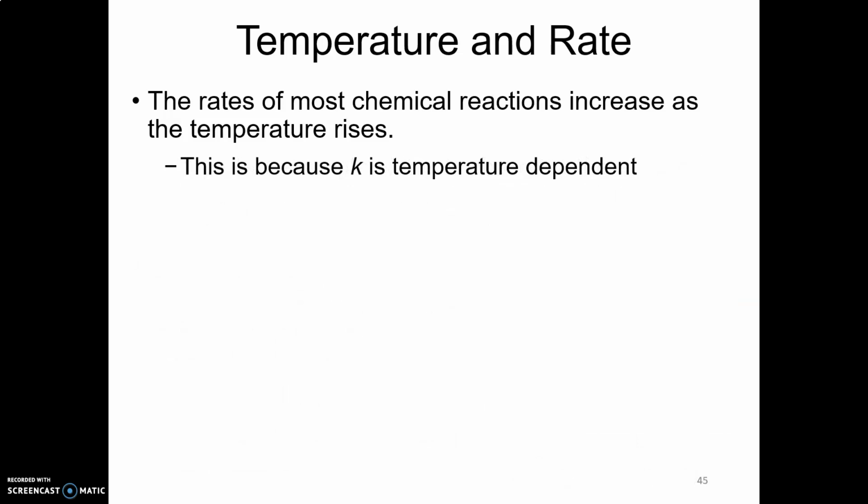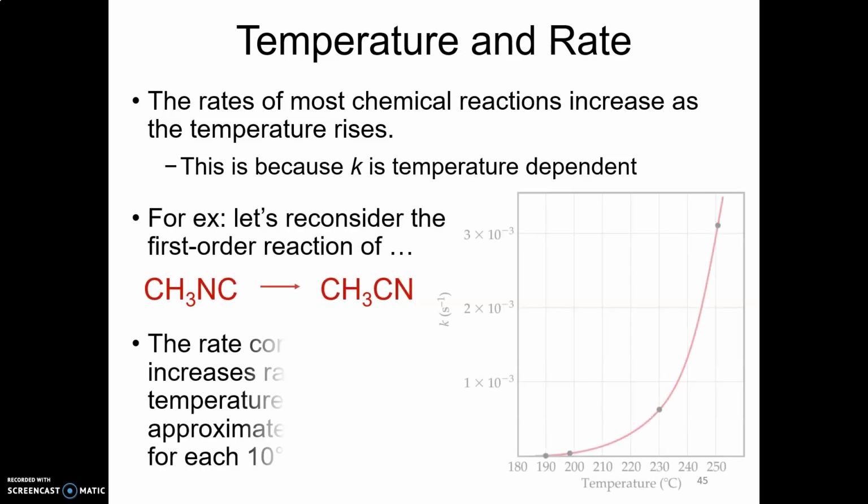Now, but let's talk about how that relates to rate laws. So we know that rate is equal to K times the concentration of reactants, or maybe not, right? If it's zero order overall, the concentrations make no difference, right? But if it's first order, second order, third order, it does, right? So that means, since not all concentration units are temperature dependent, K has to be temperature dependent. And I'll prove that to you by showing you a plot.